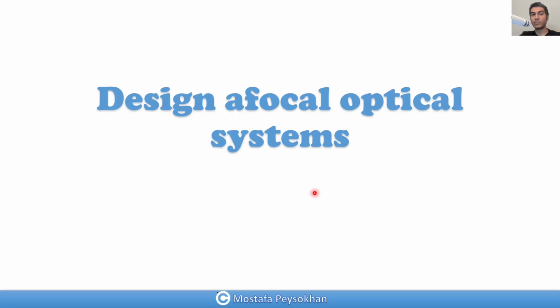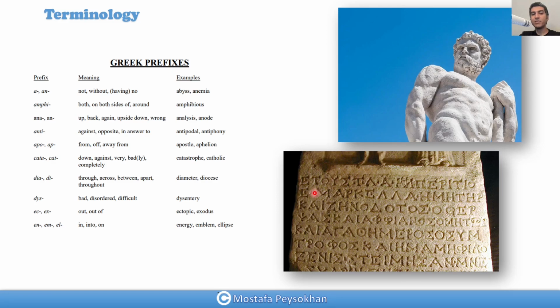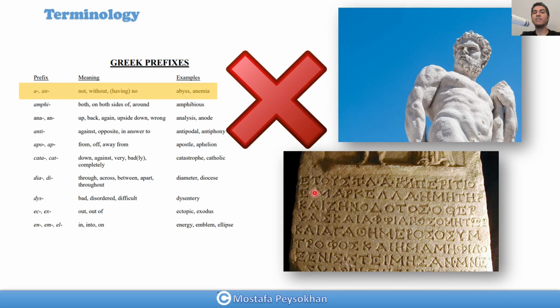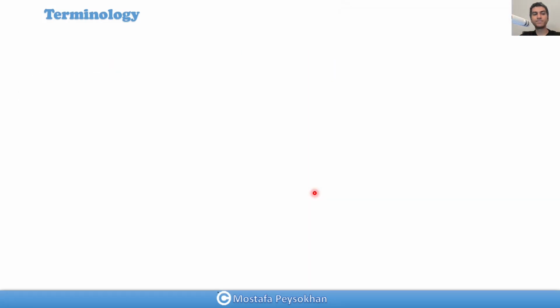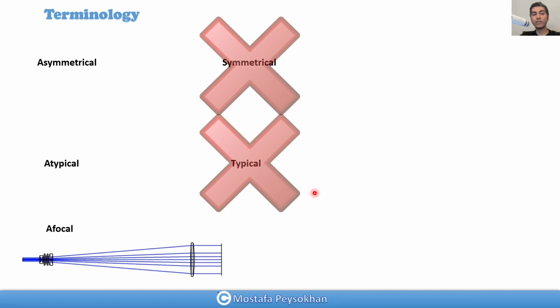Design afocal optical system. First, we need to talk about the terminology of afocal. What does it mean? A is a Greek prefix that usually, when we put it before some kind of names, changes the meaning to not having that element. For example, asymmetrical system means a system that is not symmetrical, or atypical is something that is not typical. And afocal system means a system that doesn't have any focus or focal point.